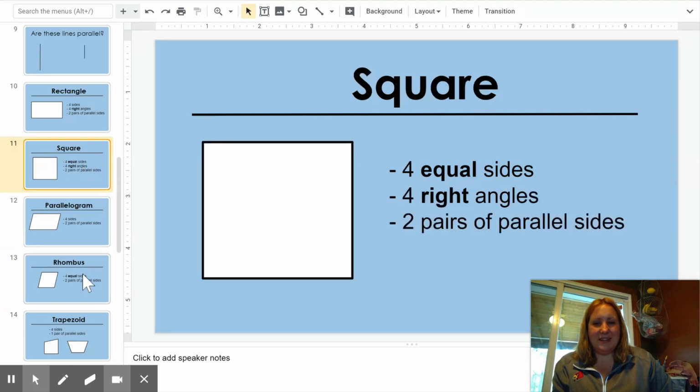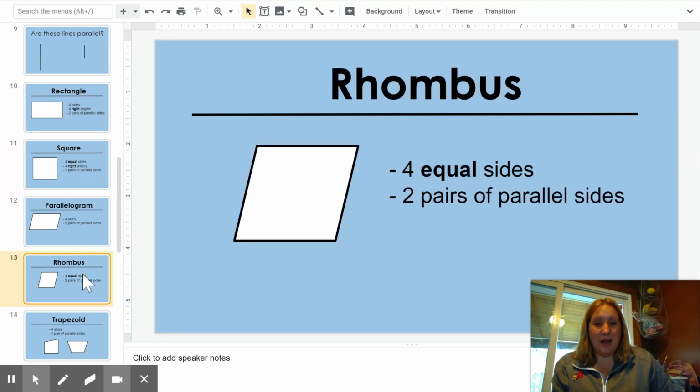Did you spot the difference? If you said that a rhombus does not have 4 right angles, you're absolutely correct. A rhombus doesn't have to have right angles, but everything else is the same as a square.